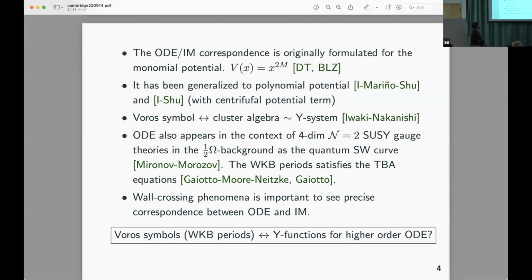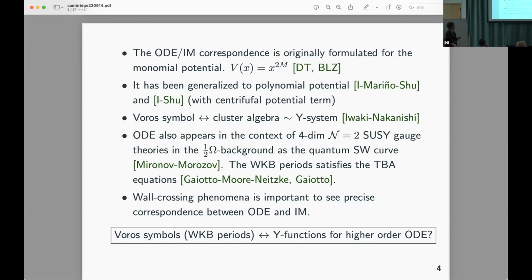So let me explain why we are going to higher order equations. Originally, the ODE/IM correspondence was formulated for the Schrödinger case and also for the case of the monomial potential. In this case, the integrable model machinery works nicely. My previous work with Marcos Marinho and Hongfei Xu was to generalize this monomial potential to the case of generic polynomial potentials. Later, Xu and myself extended this polynomial potential to the case with some centrifugal potential.